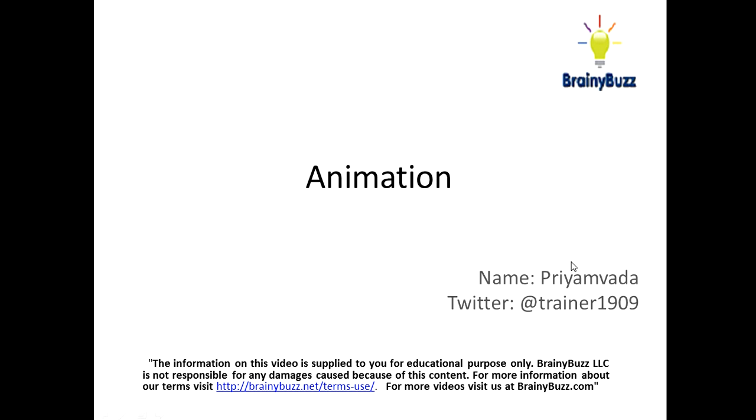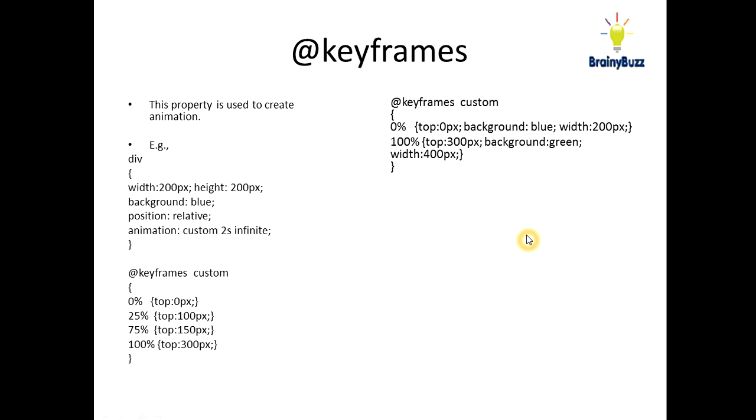So let's start with the animation. Animation is basically when you want to do something on your web page, like moving a particular element from one place to another place. So the first property is @keyframes. This property is used to create animations. Let's see the demo for it.